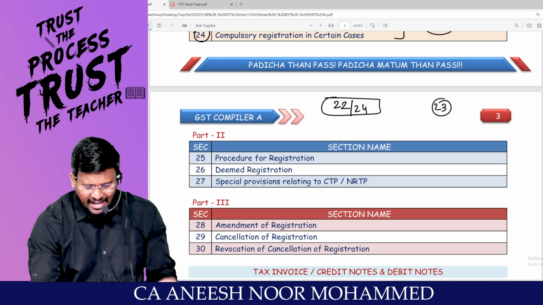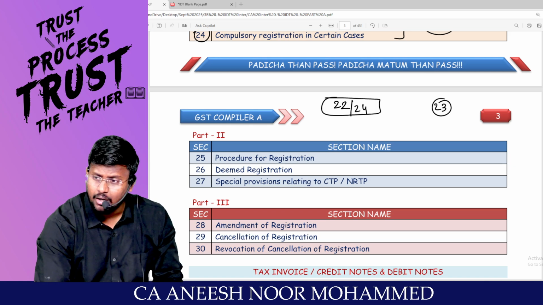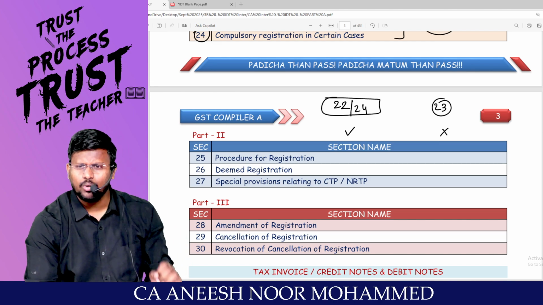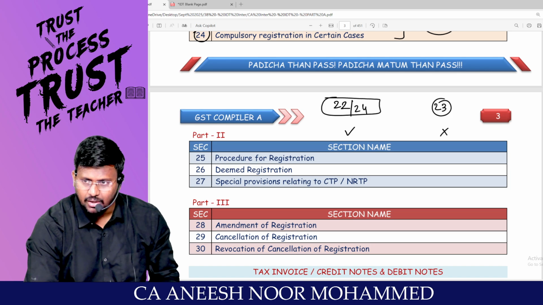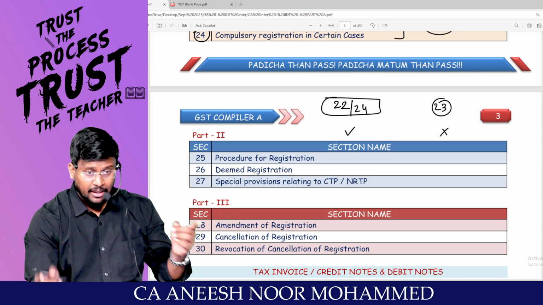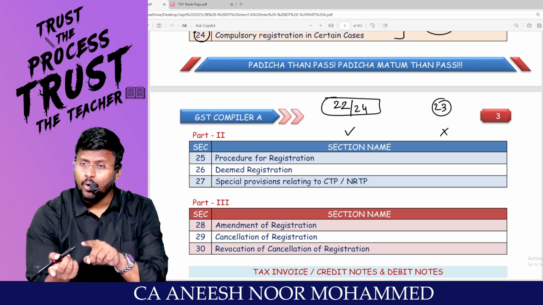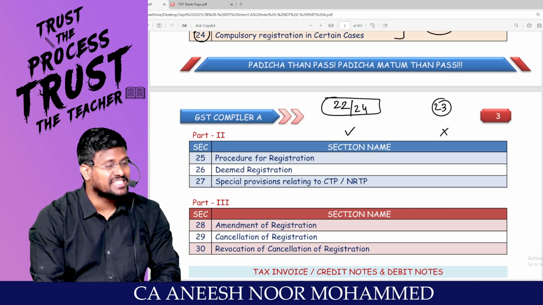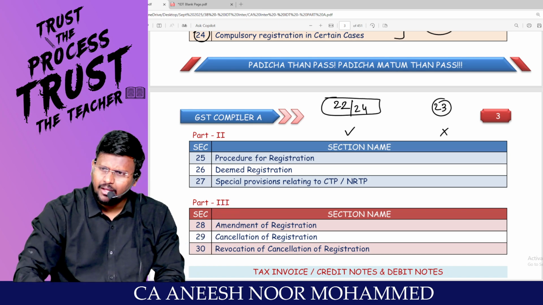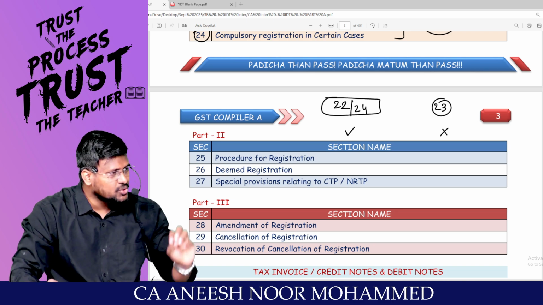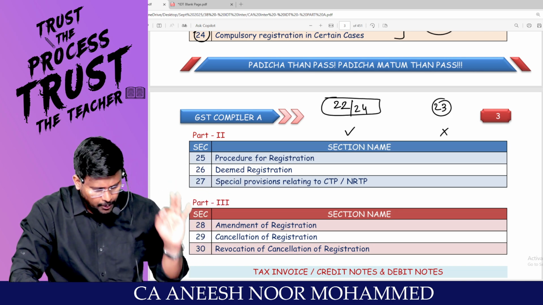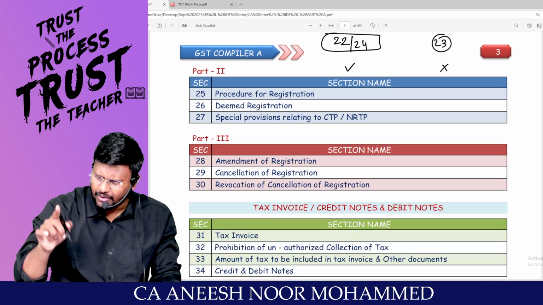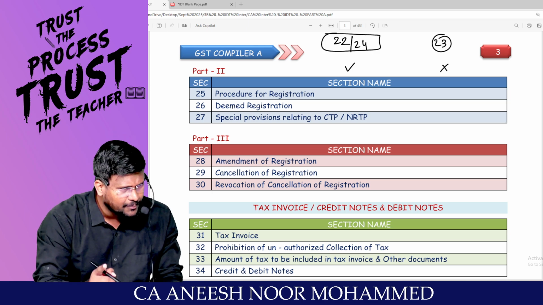Sir, either I have to fall under section 22 or 24. What is 22? Person liable for registration. What is 24? Compulsory registration. Once I fall under 22 or 24, I have to travel through either 25 or 27. What is 25? Procedure for registration. What is 27? Special procedure for casual taxable person and non-resident taxable person. Comfortable?